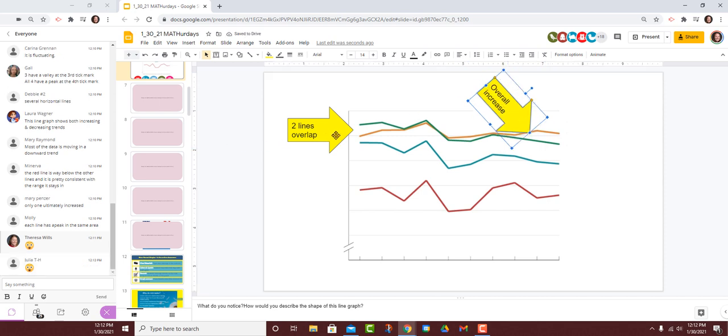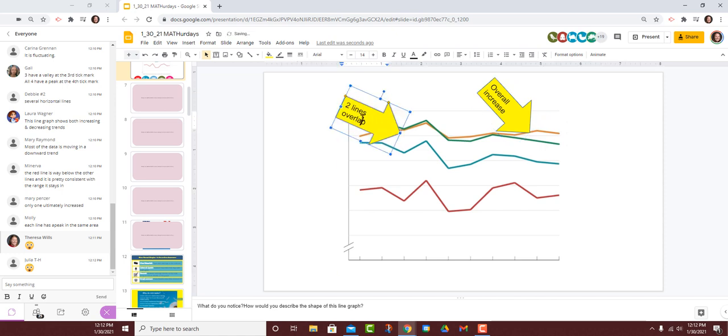I see that there's some people that are having aha moments. So where it originally started. How about I turn this arrow so we can see it?